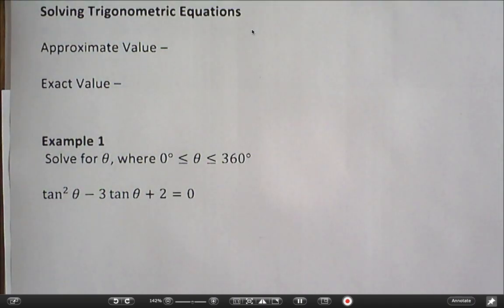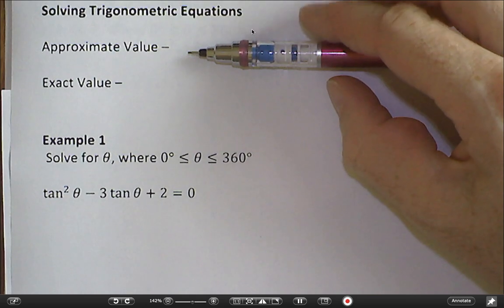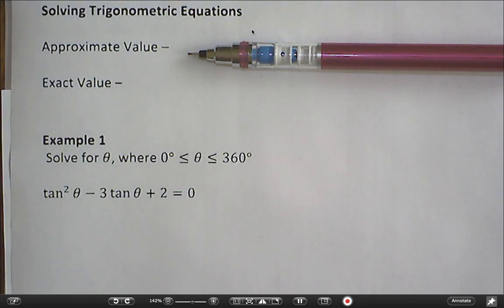Solving trigonometric equations, it's really important that we understand the difference between approximate value and exact value. I'm hoping through these more rigorous examples, we get a flavor for what they mean. Also, you'll see the equations that we're trying to solve increasing in complexity.